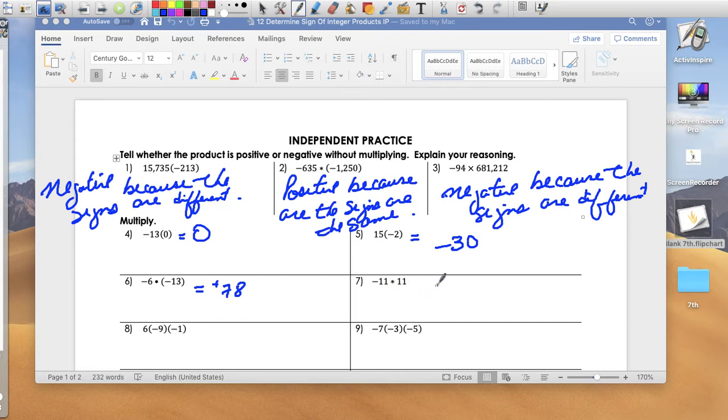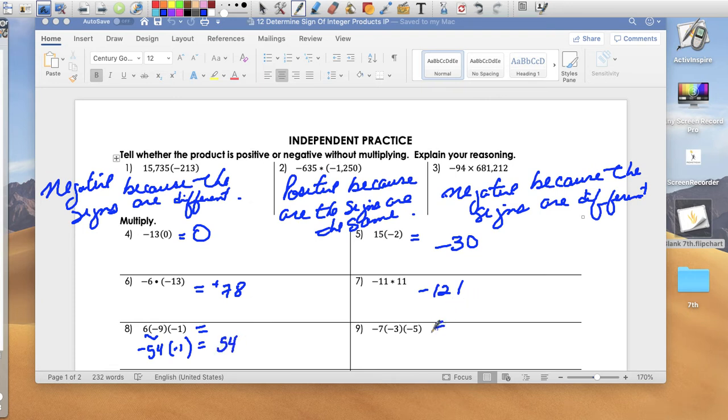Negative 11 times 11 is a negative times a positive. It's negative 121, right? This one, there's 3 numbers multiplying, so let's take care of these two. Positive times a negative is going to give me negative. 6 times 9 is 54. Then I'm going to take that and multiply with negative 1. Negative times a negative is a positive, and 54 times 1 is 54.